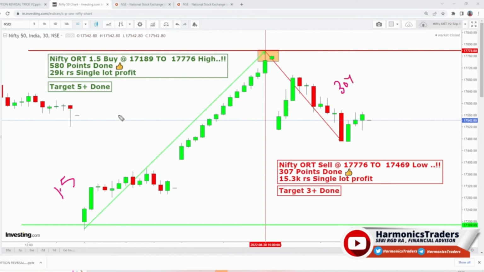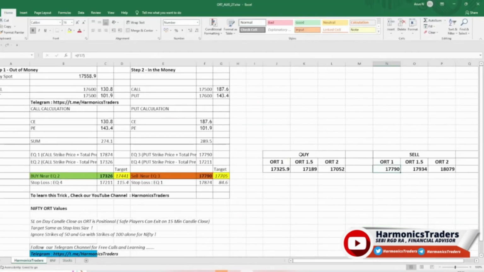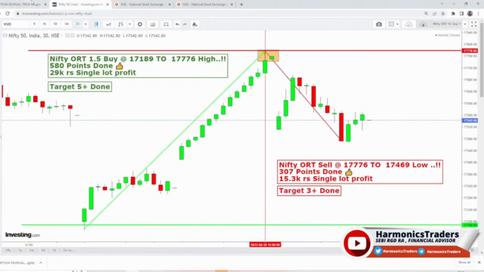So based on this simple trick, a total of 580 plus 300, close to 1100 plus swing points, got completed in Nifty using a single lot based on the ORT. So just remember these numbers. Since we are calculating all these numbers one week in advance, all these numbers have the highest weightage, and one could use these numbers effectively for reversal trading. Okay, just remember these numbers.